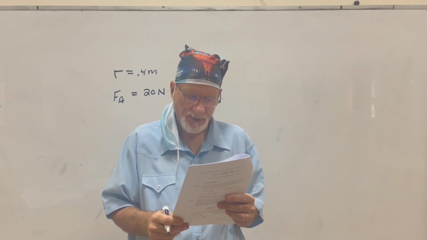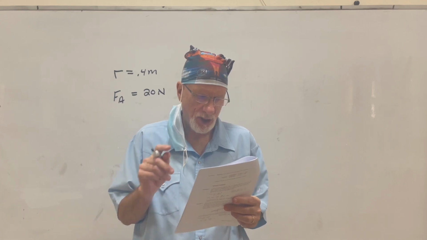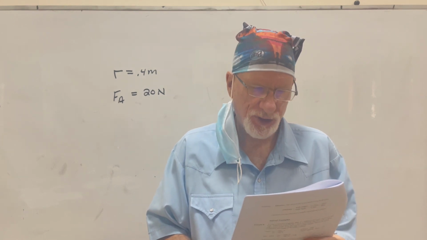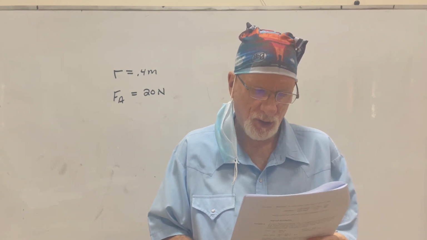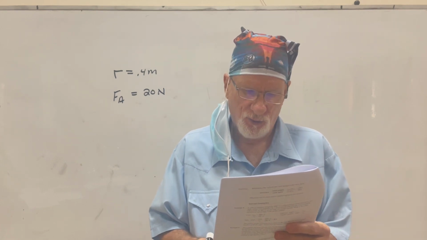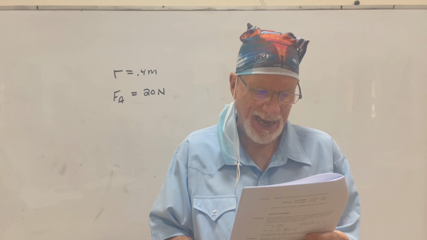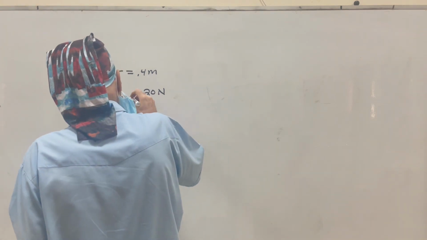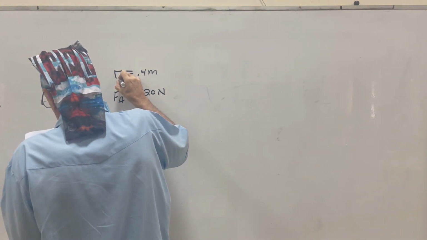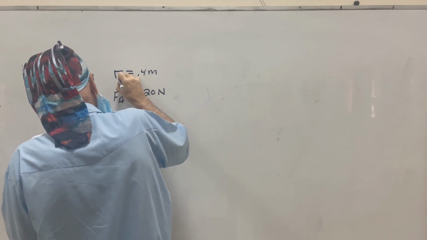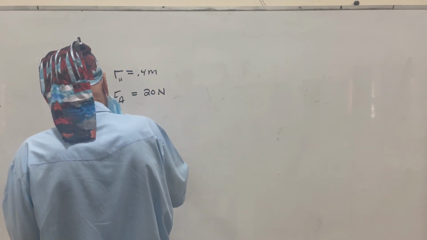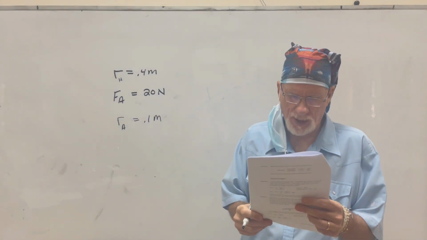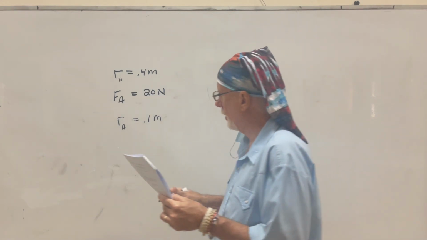That rotated the axle, right? So let me start over. Jack and Jill went up the hill, etc. At the well, Jill used a force of 20 newtons to turn a crank handle of radius 0.4 meters. That rotated an axle of radius 0.1 meters. So this is the handle, and this is the axle, and it's 0.1 meters. So she could raise a 60-kilogram bucket of water.